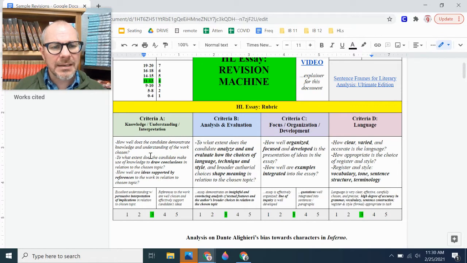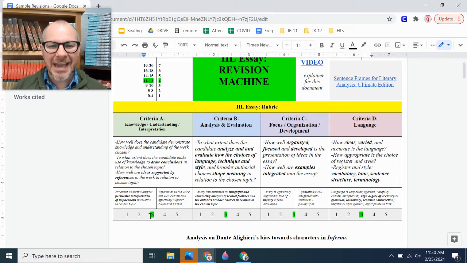How well does the candidate demonstrate knowledge and understanding of the work chosen? So a 3 is like, yeah, the student is demonstrating some knowledge. To what extent does the candidate make use of knowledge to draw conclusions in relation to the chosen topic? Are you drawing conclusions? A 3 is like, yeah, there's some conclusions there. Yeah, you're doing it. How are the ideas supported by the references? Yeah, they're supported. That's what a 3 is. It's like, yeah, pretty much. You pretty much did it. Now moving on to criteria B.